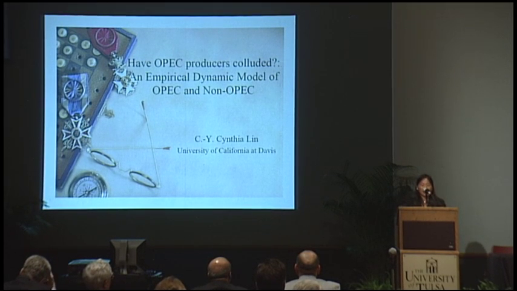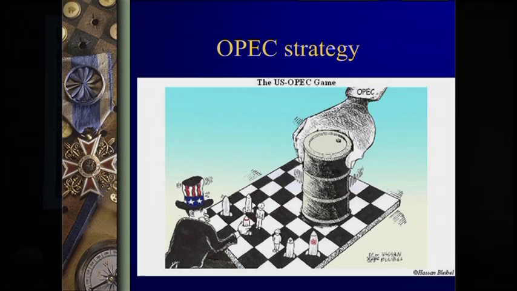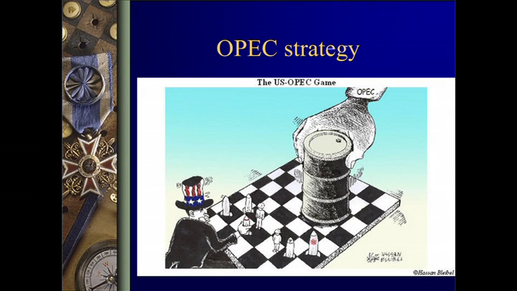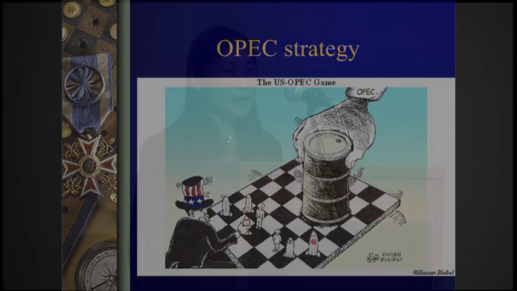My talk today is on an empirical dynamic model of OPEC and non-OPEC. OPEC and OPEC strategy have long interested and puzzled economists. It is clear that OPEC wields much power over the world oil market and that OPEC producers behave strategically. But what exactly is OPEC's strategy, and is it possible to model it?